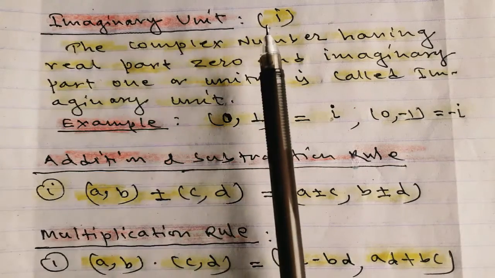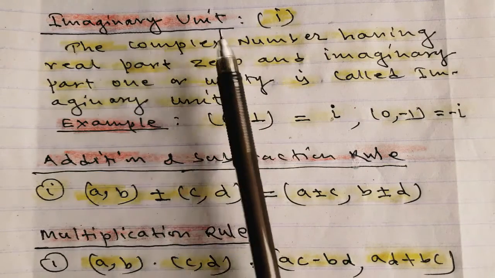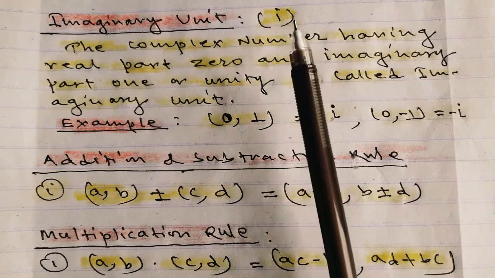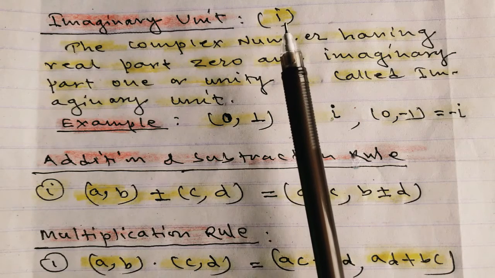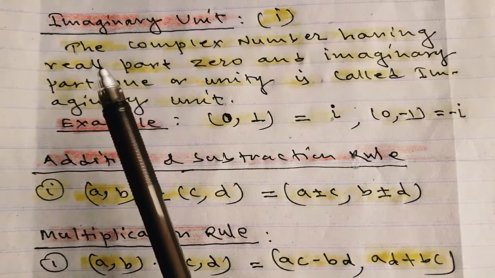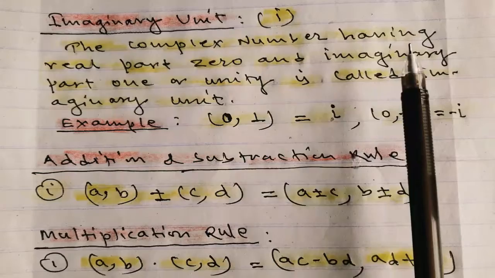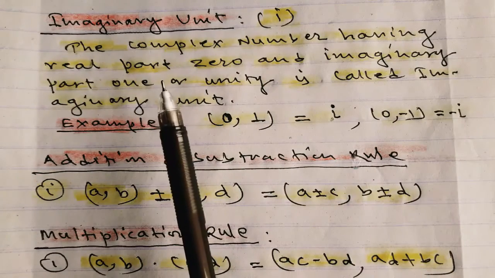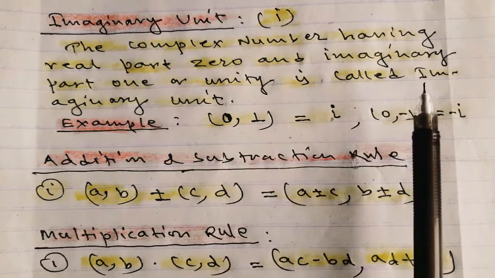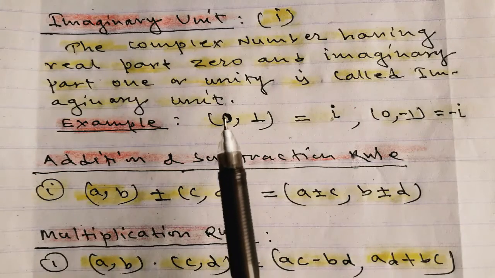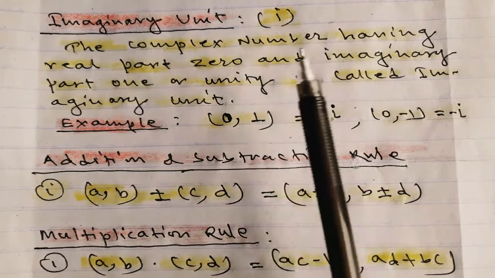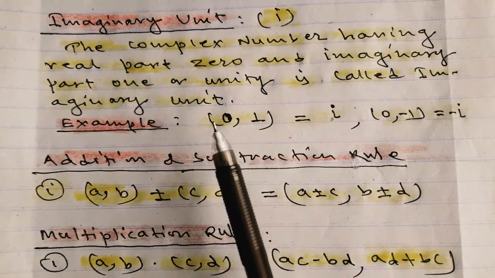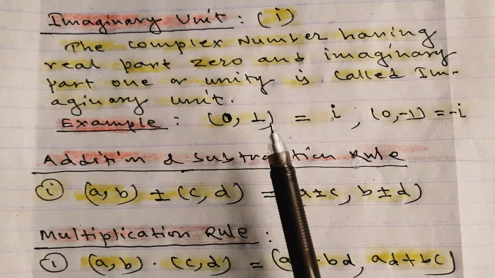Imaginary unit. The imaginary unit is a complex number. It is denoted by the letter I. It is called also iota. The complex number having real part 0 and imaginary part 1 or unity is called imaginary unit.